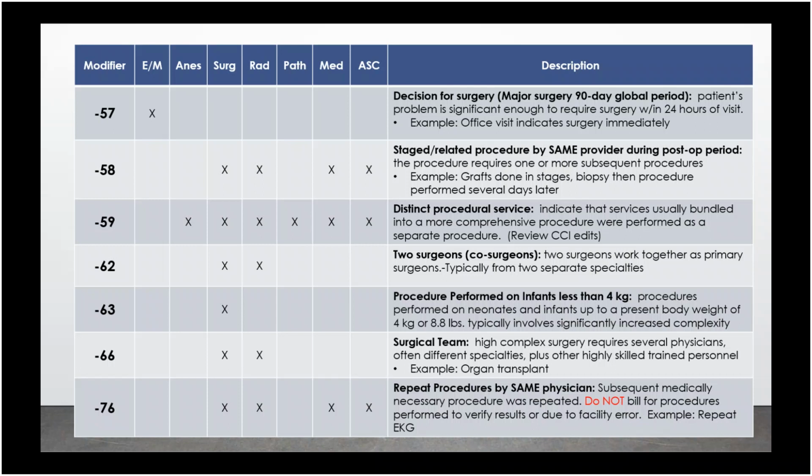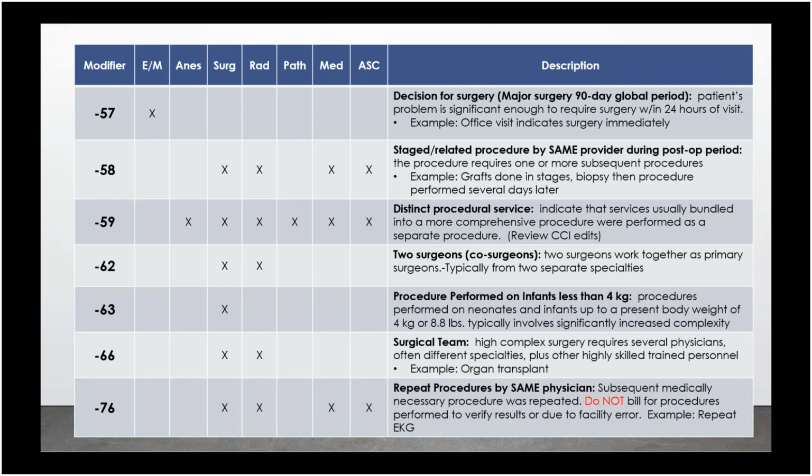59 is anesthesia, surgery, radiology, path, medicine, and ambulatory surgery. Distinct procedural service. Again, this is your NCCI edits. They're the ones that are going to state separate procedure. So you want to make sure that you review the edits to ensure that you can assign that.